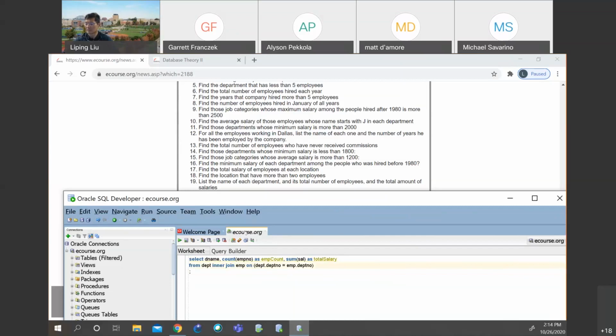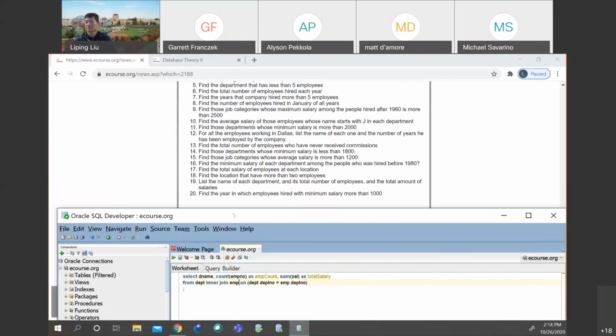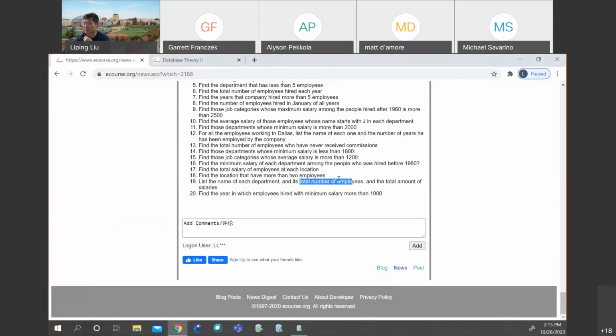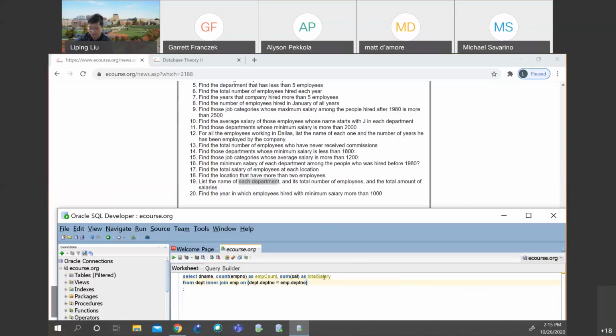Professor? Yeah. I put a group by department name, like DNAME, at the end. Oh, sorry. Hold on. You do need the department name, let me see. Yeah, you are right. We are doing group functions, so we need the name of each department. It does say for each department. So actually it's group by. I overlooked that. Group by name.